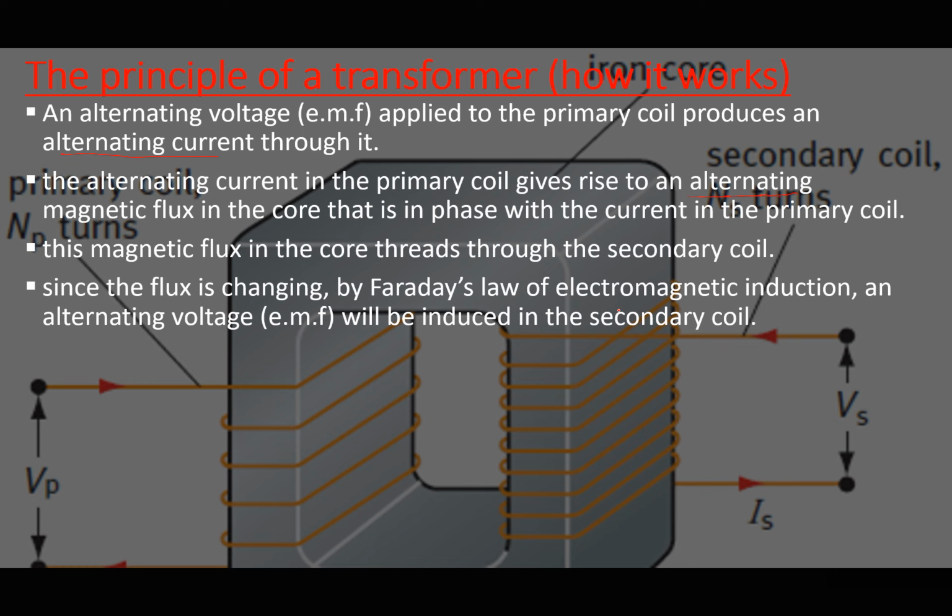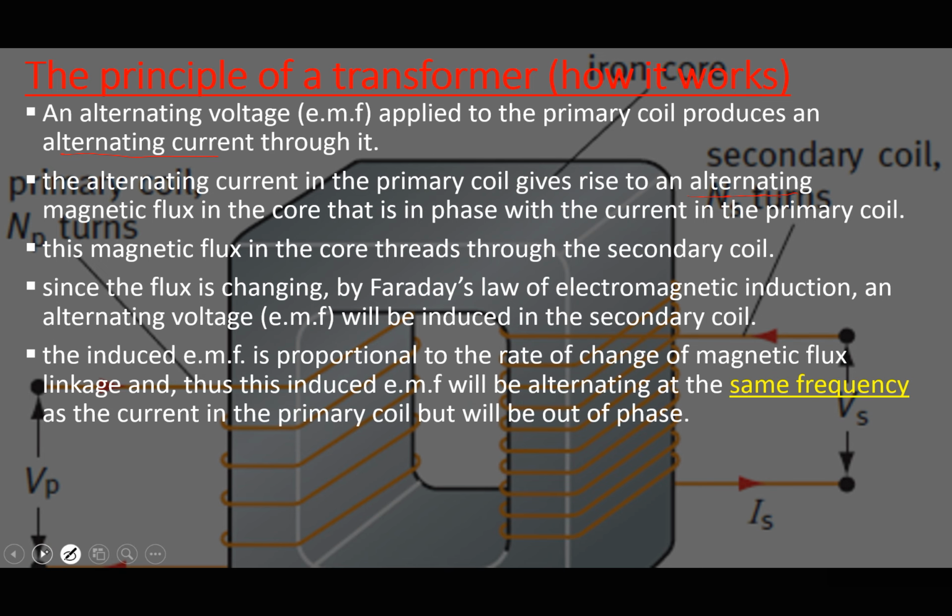However, one important thing we need to note is that the induced EMF is proportional to the rate of change of the magnetic flux linkage. That is in accordance to Faraday's law. Thus, the induced EMF will be alternating at the same frequency as the current in the primary coil, but will be out of phase. So according to Faraday's law, the magnitude of the induced EMF is directly proportional to the rate of change of magnetic flux linkage.